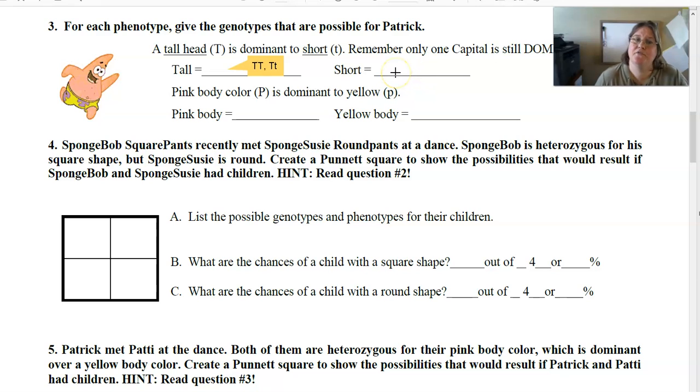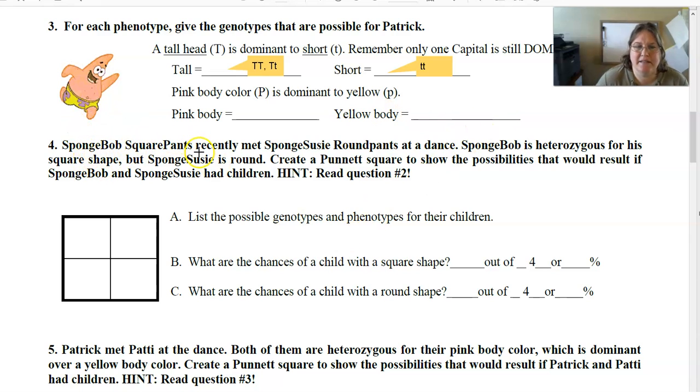But if it was a short head, then what would we have to see there? Well, because it's short, remember it's recessive, so it's going to be a little t, little t. You can do the same thing on the pink body color. Now let's come down to number 4.